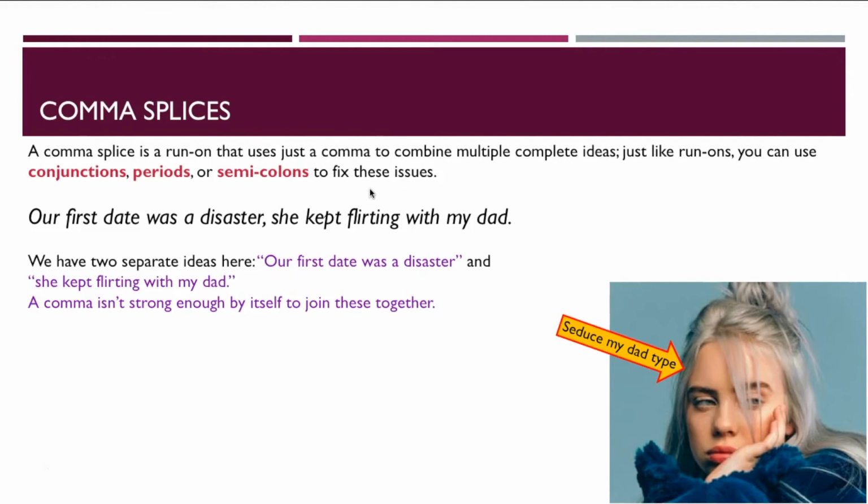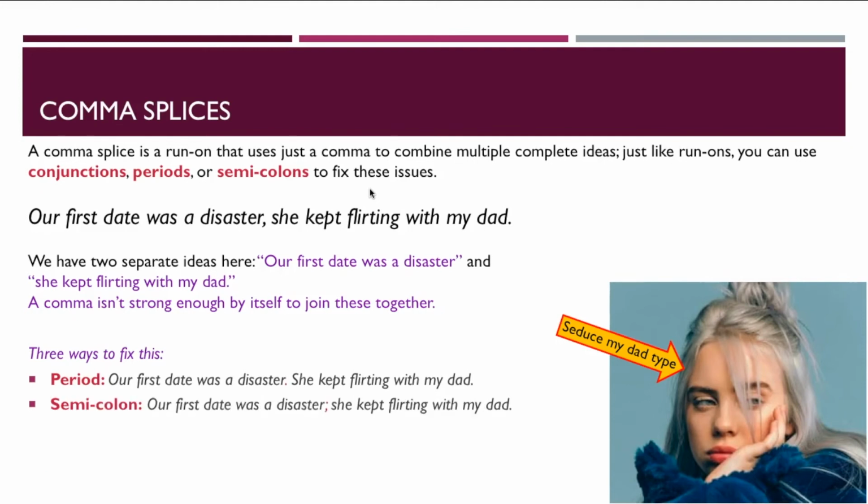A comma isn't strong enough by itself to join these together. It sure isn't. There's 3 ways to fix this. 1. A period. Our first date was a disaster. Period. She kept flirting with my dad. 2. A semicolon. Our first date was a disaster. Semicolon. She kept flirting with my dad. And 3. Conjunction. Our first date was a disaster because she kept flirting with my dad.